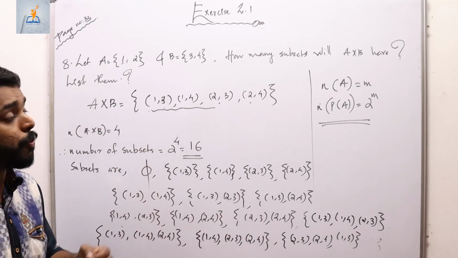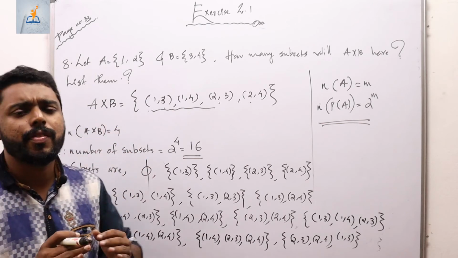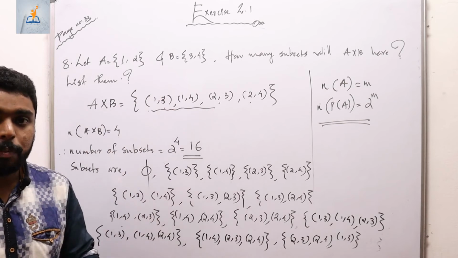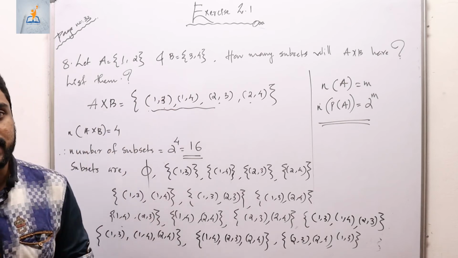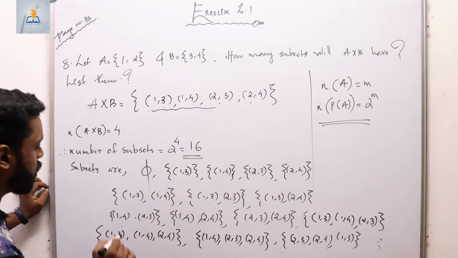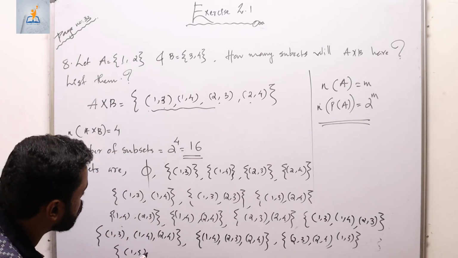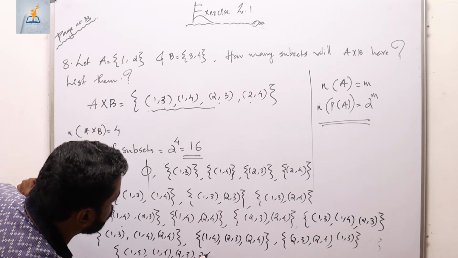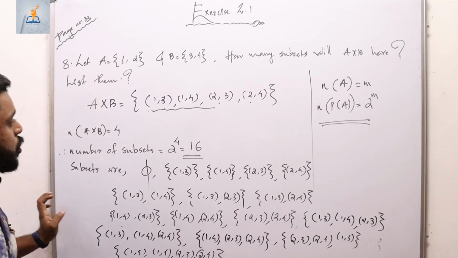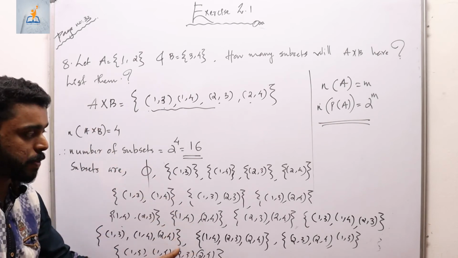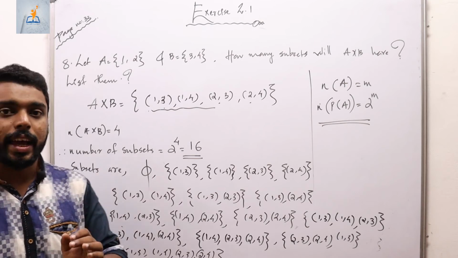Now we are going to find the entire set. We know that whenever we are given the entire set, the entire set will be a subset of the set itself. So we have the set (1,4), (1,3), (1,4), (2,3) and (2,4) as a subset of the original set. So we have 16 subsets of the original set A cross B.